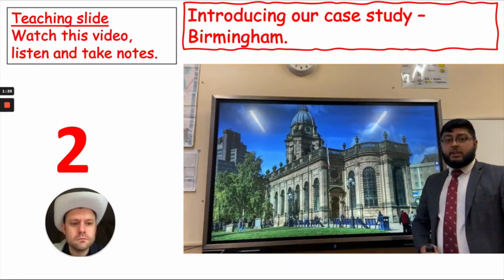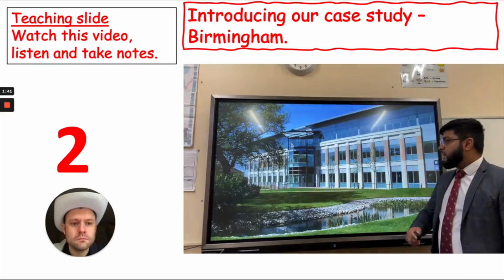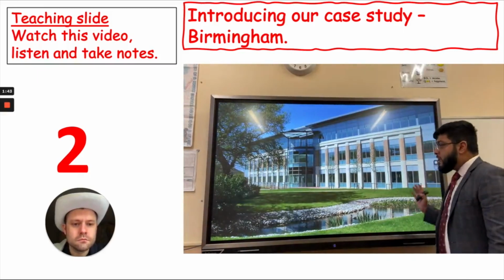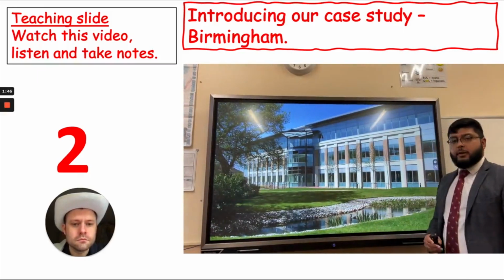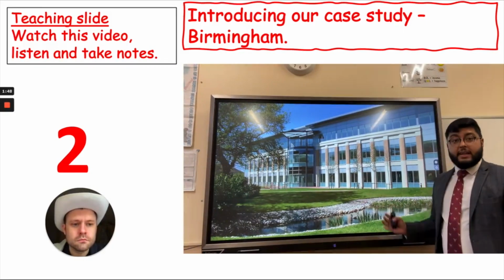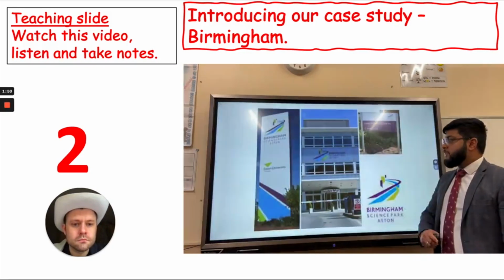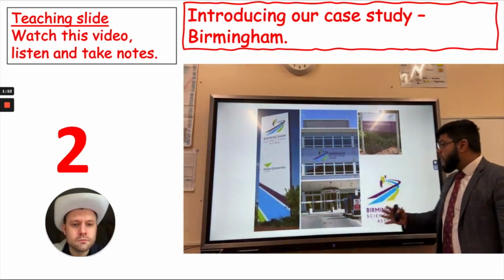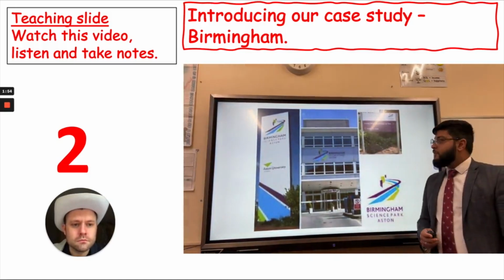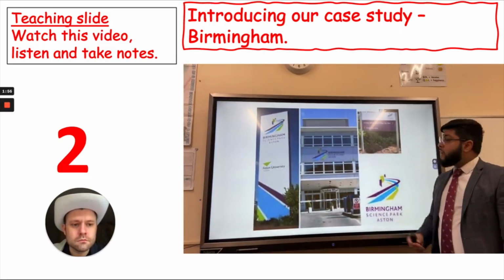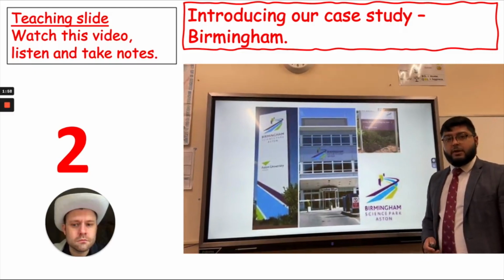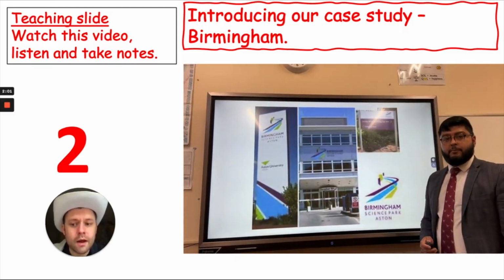St Philip's Cathedral is an example of Birmingham's rich cultural heritage. Birmingham Business Park, a really sustainable example of how we can build regional economic growth with businesses working together. For example, Greggs have an office there. And finally, Birmingham Science Park, really well connected with Aston University, helping forward the veterinary sector and research in the city of Birmingham.